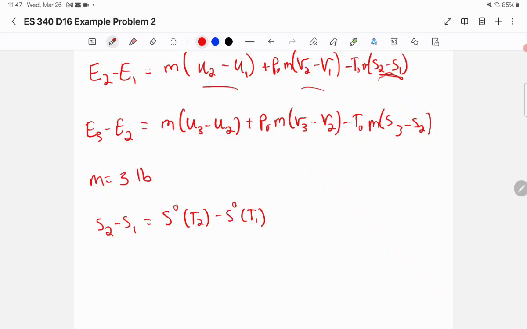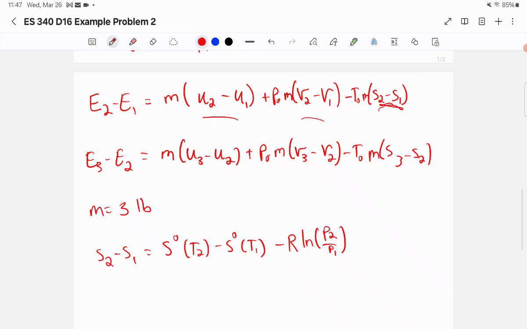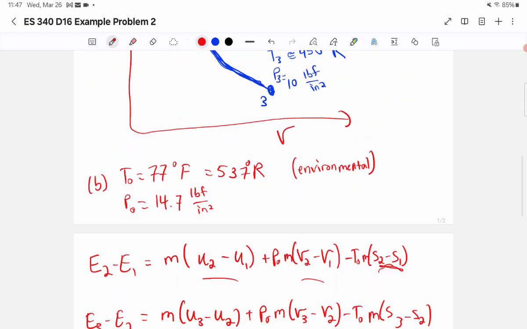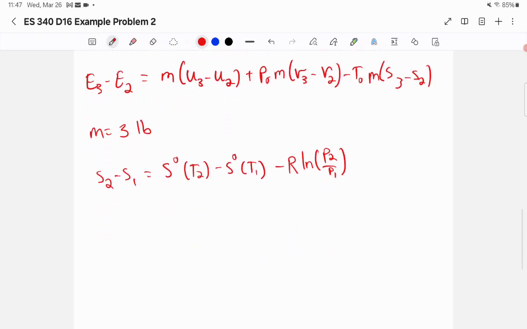So the S values that we find there, minus R times the natural log of P2 over P1. Or it could be plus R times the natural log of V2 over V1, whichever one we decided to use. I'm just going to stick with this one. But we are going to need to find V2 and V1.